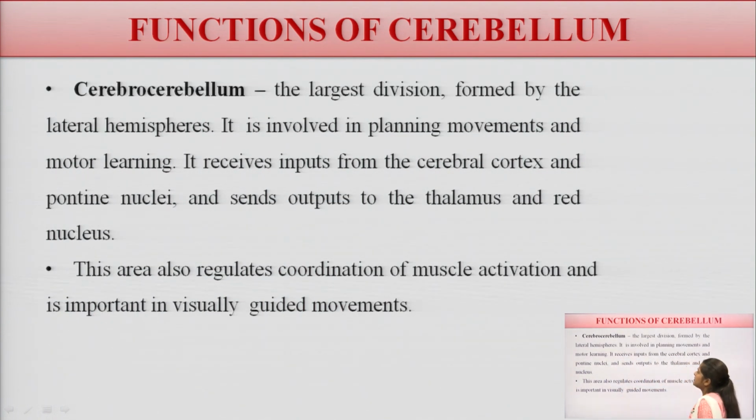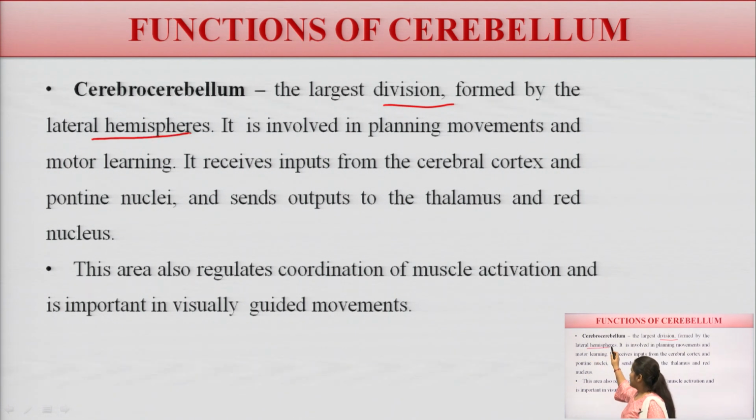The cerebrocerebellum is the largest division, formed by the lateral hemispheres. It is involved in the planning of movement and motor learning. It receives input from the cerebral cortex and pontine nuclei and sends output to the thalamus and nuclei. It also regulates the coordination of muscles during movement. If the person is not able to move, then there is a problem in the cerebellum.